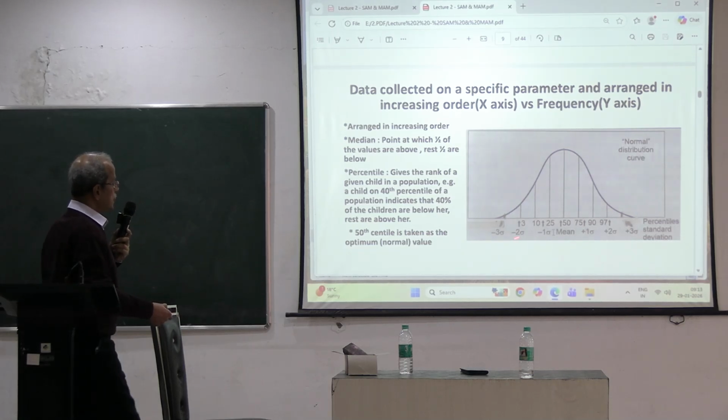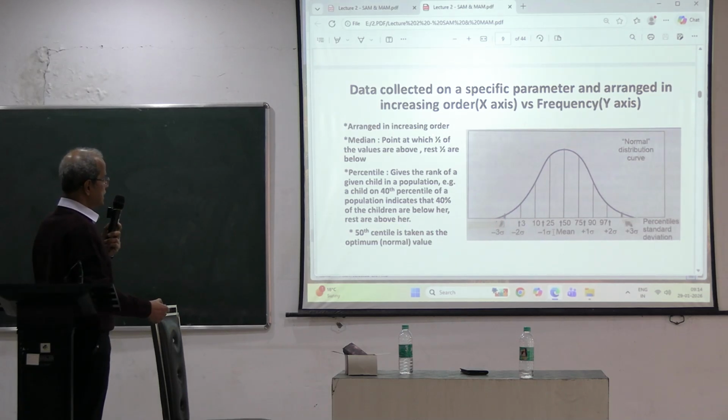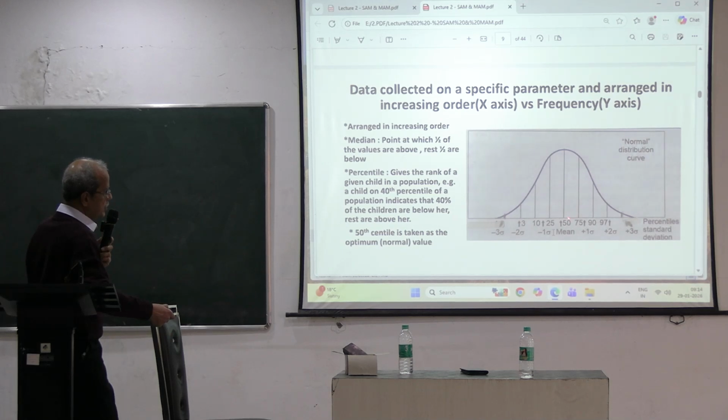So we see that a lesser number of students have secured lesser marks. An average number of students have secured the average marks, and even fewer students have secured the greatest marks. This is called frequency and this is called the variable. So the variable is placed in increasing order along the x-axis and the frequency is placed along the y-axis. So they are arranged in increasing order. Now what is the median? Median is that point where 50% of the values fall below that.